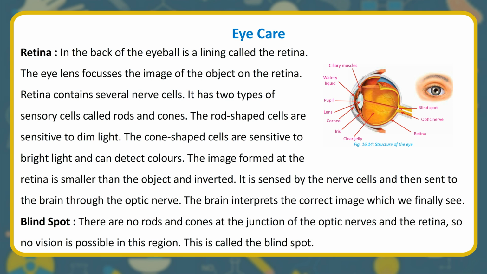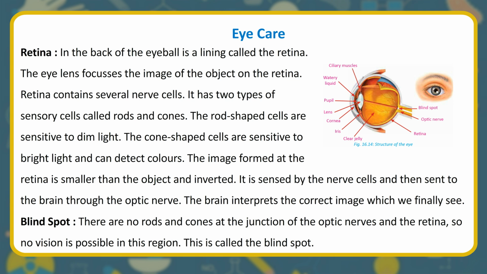Retina. In the back of the eyeball is a lining called the retina. The eye lens focuses the image of the object on the retina. Retina contains several nerve cells. It has two types of sensory cells called rods and cones. The rod-shaped cells are sensitive to dim light. The cone-shaped cells are sensitive to bright light and can detect colors.